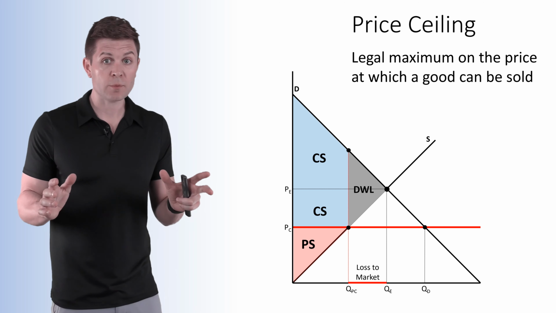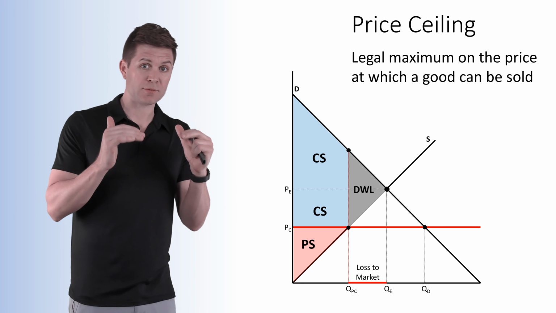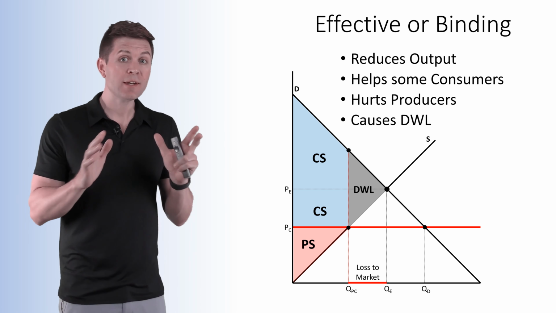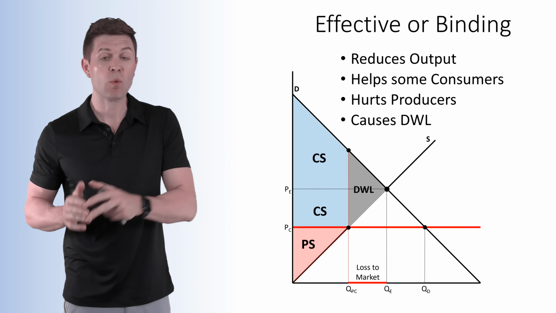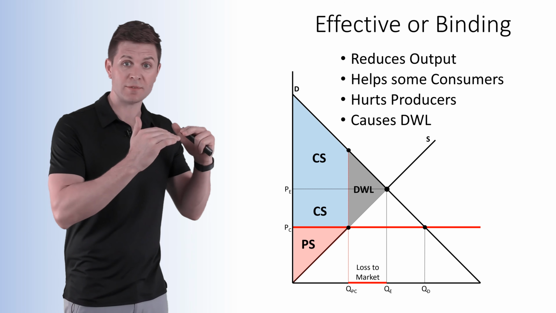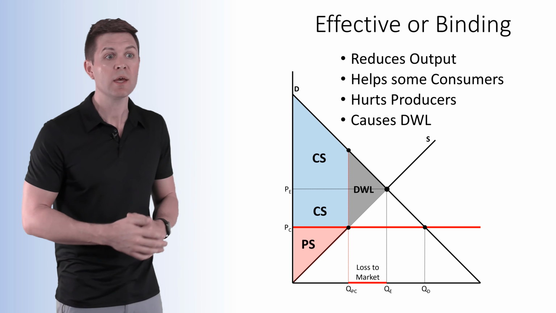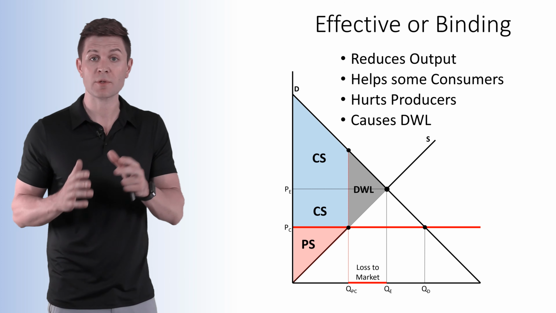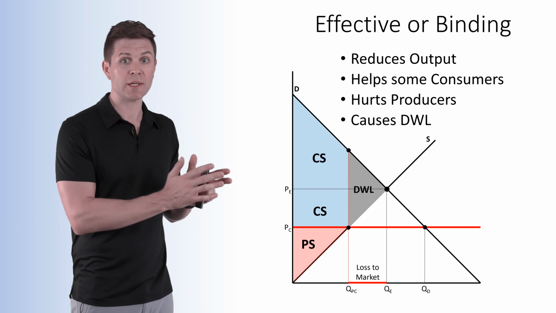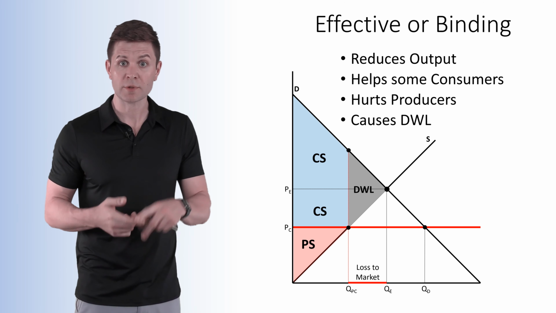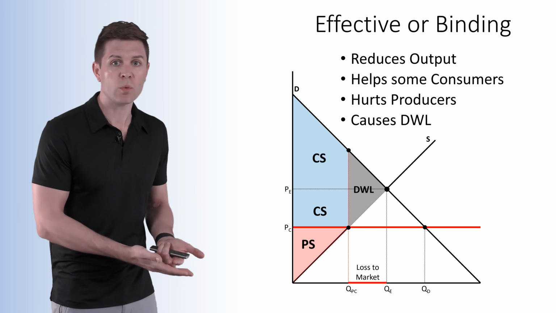Now the first of the three models that we're going to look at is a price ceiling, that legal maximum price that we can't go any higher than. So what this ends up doing, if it is an effective or binding price ceiling, now what it means to be effective or binding is if we cannot get to equilibrium price. So it has to be set below the equilibrium price. What this ends up doing is reducing output. It will help some consumers because the consumers that can still get the products, they're going to get a better deal and get a lot more consumer surplus. It will end up hurting producers because that lower price will impact their producer surplus, and in the end, it's going to cause deadweight loss.